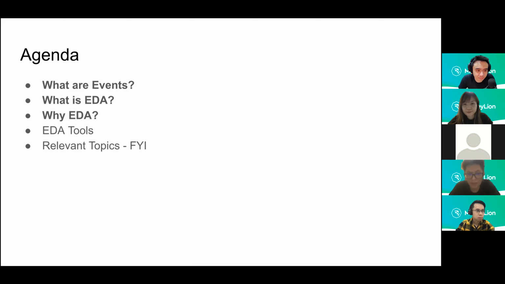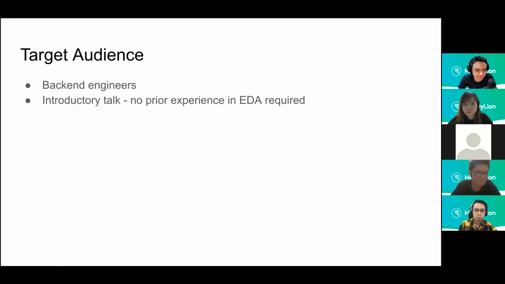These three parts, which I highlighted, will be the main focus for the talk. If we have enough time, we'll cover the next two topics. I'll briefly go through some of the tools available for you to build an event architecture. And lastly, I will talk about some relevant topics, more just for FYI. If you understand them, they can help you design a better architecture that is based on events. So without further ado, let's get started, shall we?